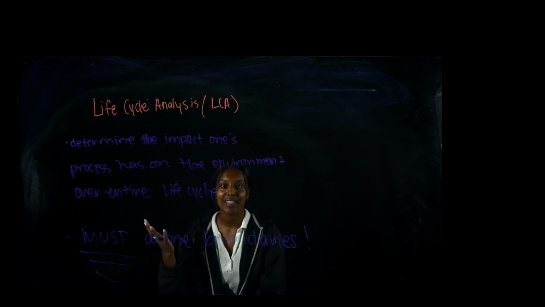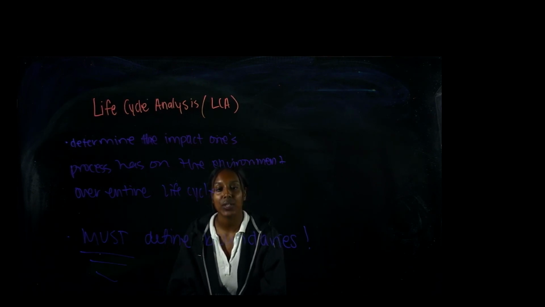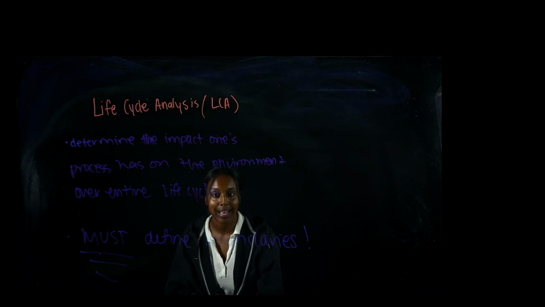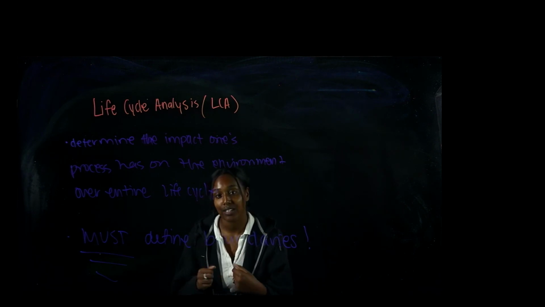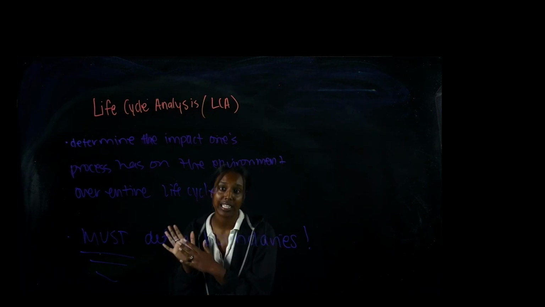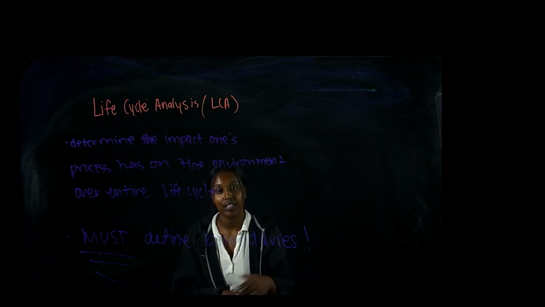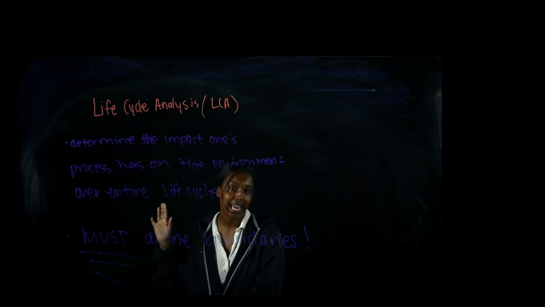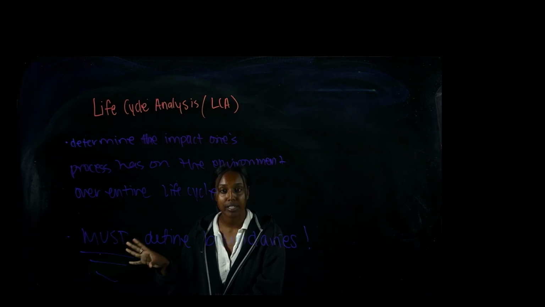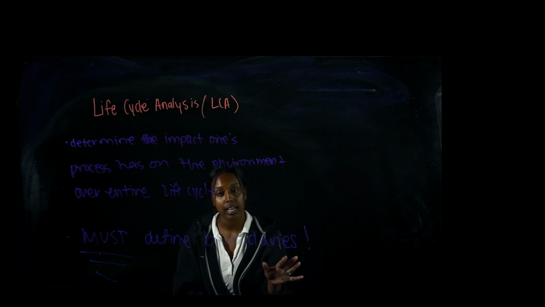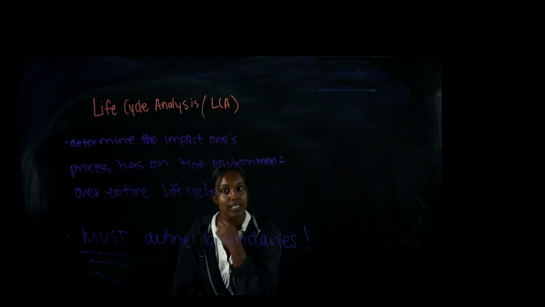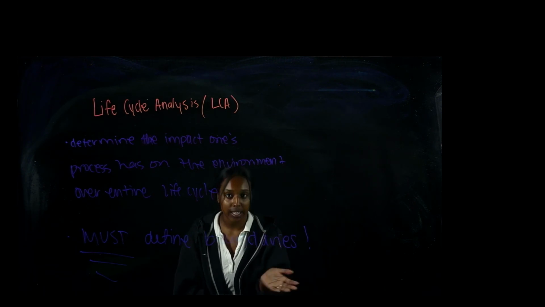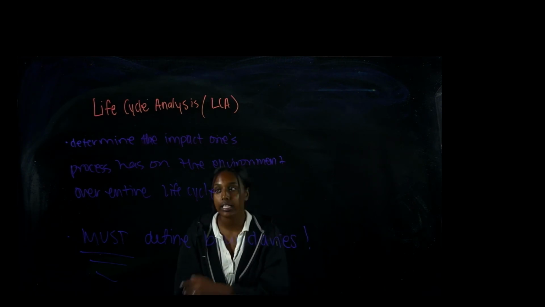So it can be simply thought of as determining not only the direct but indirect impacts one's process might have on the environment over the entire course of the life cycle. So everything and anything from gathering your raw materials up until the product's end of its life cycle, so when it's time to dispose, recycle, and get rid of the product.